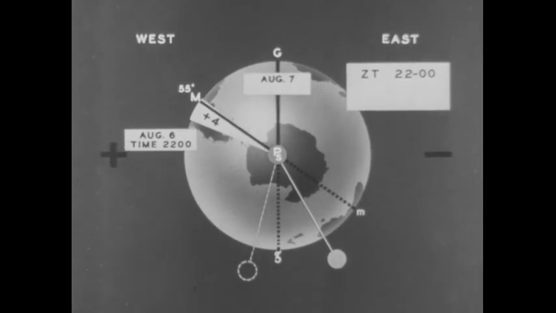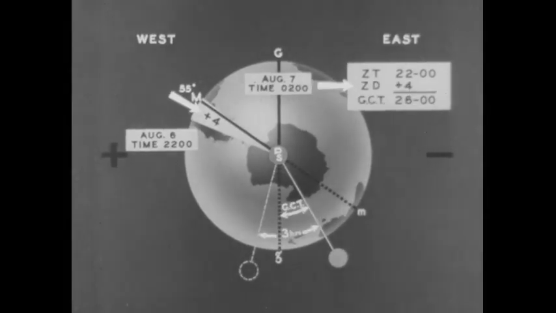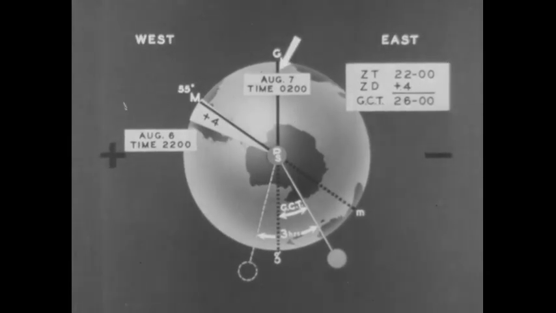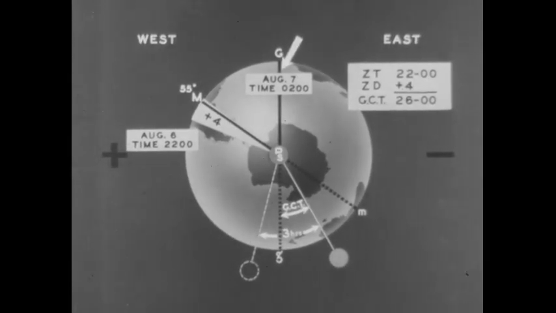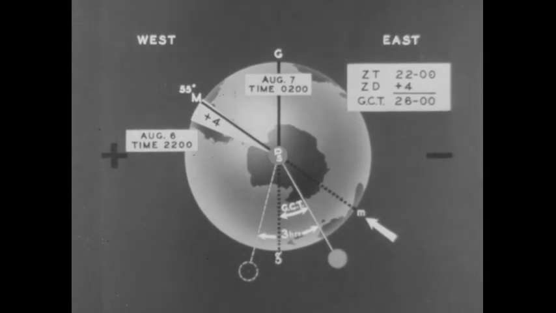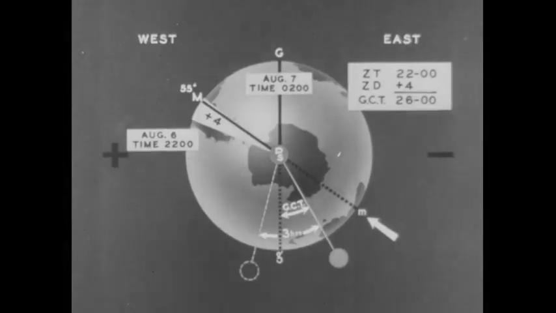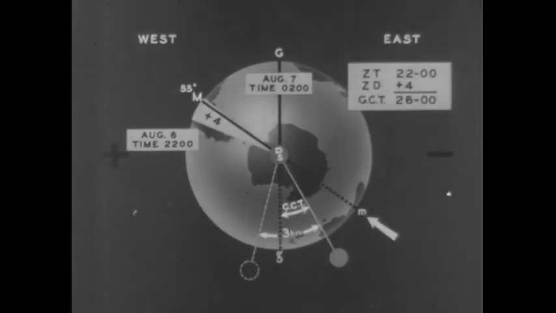The zone time is now 2200, August 6th. To this, add zone description +4, and we find the sum is 26 hours. Therefore, at Greenwich, it is the next day, and the time is 0200, August 7th. The sun has transited the lower branch of Greenwich, but has not reached the lower branch of the local meridian. Therefore, the date at Greenwich is 1 day later than the local date.